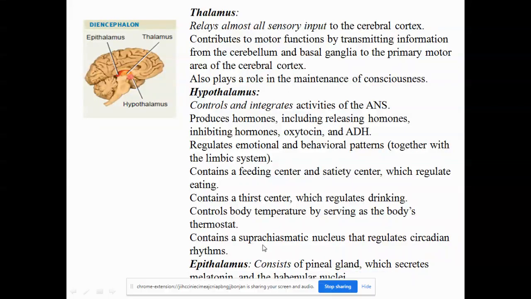The epithalamus consists of the pineal gland, which secretes melatonin, and the habenular nuclei. So these are the different functions of the diencephalon.